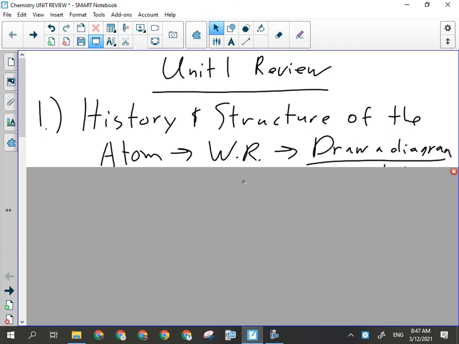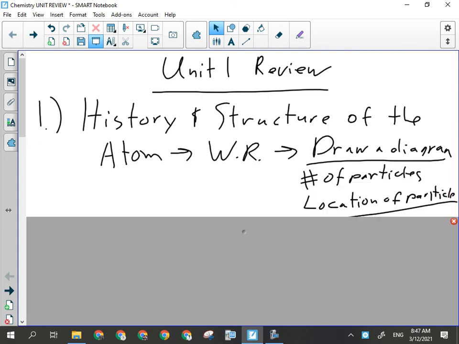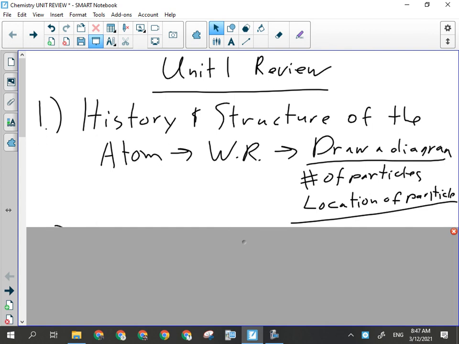And as we already said, there's going to be a written response question where you're going to be asked to draw a diagram, okay, of an atom. I will tell you which one. Okay, you will have to draw a picture of that particular atom, with the right number of protons, neutrons, electrons, with them in the right places according to the currently accepted model of the atom.